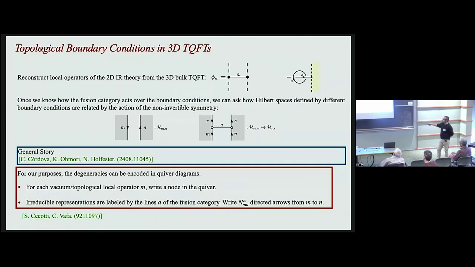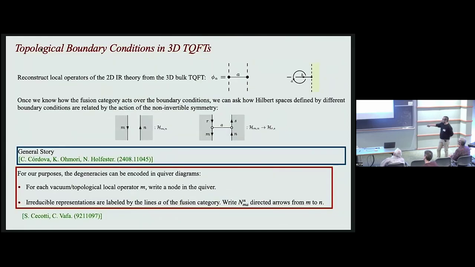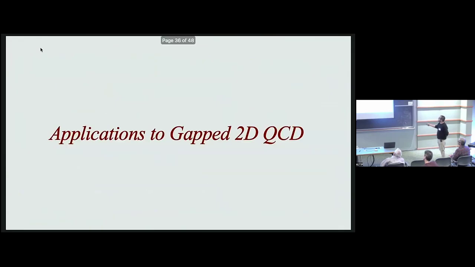And we are going to encode the degeneracies in a quiver diagram, in a directed diagram, as I showed before, where for each topological local operator, we write a node, a vacuum. And irreducible representations of the non-invertible symmetry are going to be labeled by the lines A of the fusion category. And we write n_A directed arrows from one vacuum to the other, where n are going to be the fusion rules of the fusion category that we find by pushing the lines of the bulk to the boundary. This is something that I first learned from the paper of Cecotti and Vafa on N=2 supersymmetric field theories. That was basically the initial observation to see that we can encode the degeneracies by these quiver diagrams.